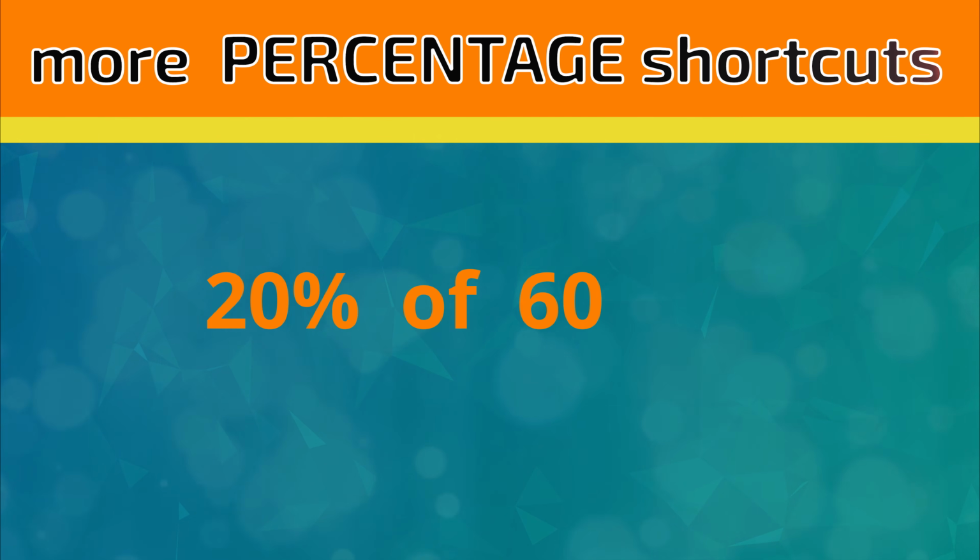Let's calculate 20% of 60. That's twice 10% of 60. First, we'll find 10% by dividing by 10 or moving the decimal point 1 place backwards, and then we'll multiply it by 2. The answer's 12.